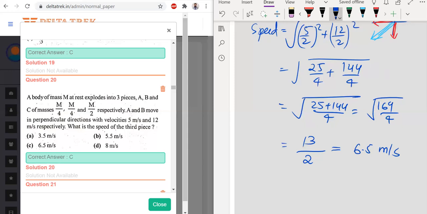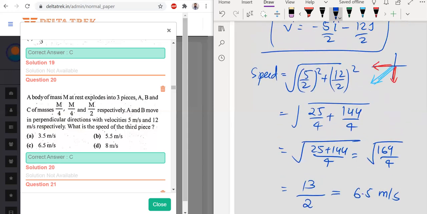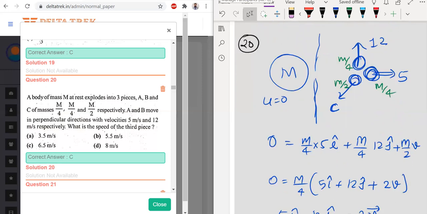So that's how we could have solved that question number 20. So 20 is a good one, although we have discussed it in our lecture only.